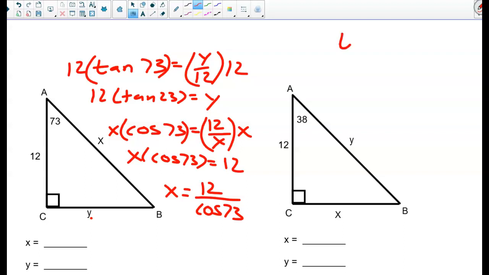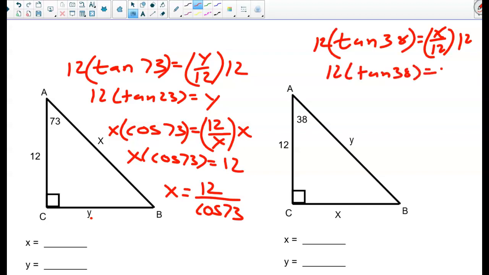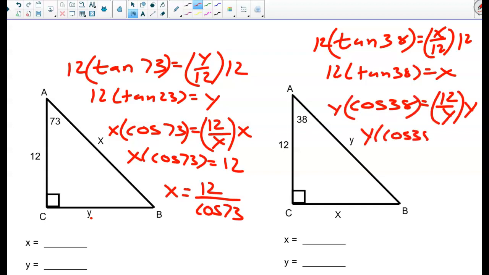Last one. The tangent of 38 equals x over 12. I multiply both sides by 12. 12 times the tangent of 38 equals x. And then when I'm trying to find my y, we're going to do the cosine of 38 equals adjacent over the hypotenuse, 12 over y. And now this becomes a two-step problem. Y times the cosine of 38 equals 12. And y equals 12 divided by the cosine of 38.